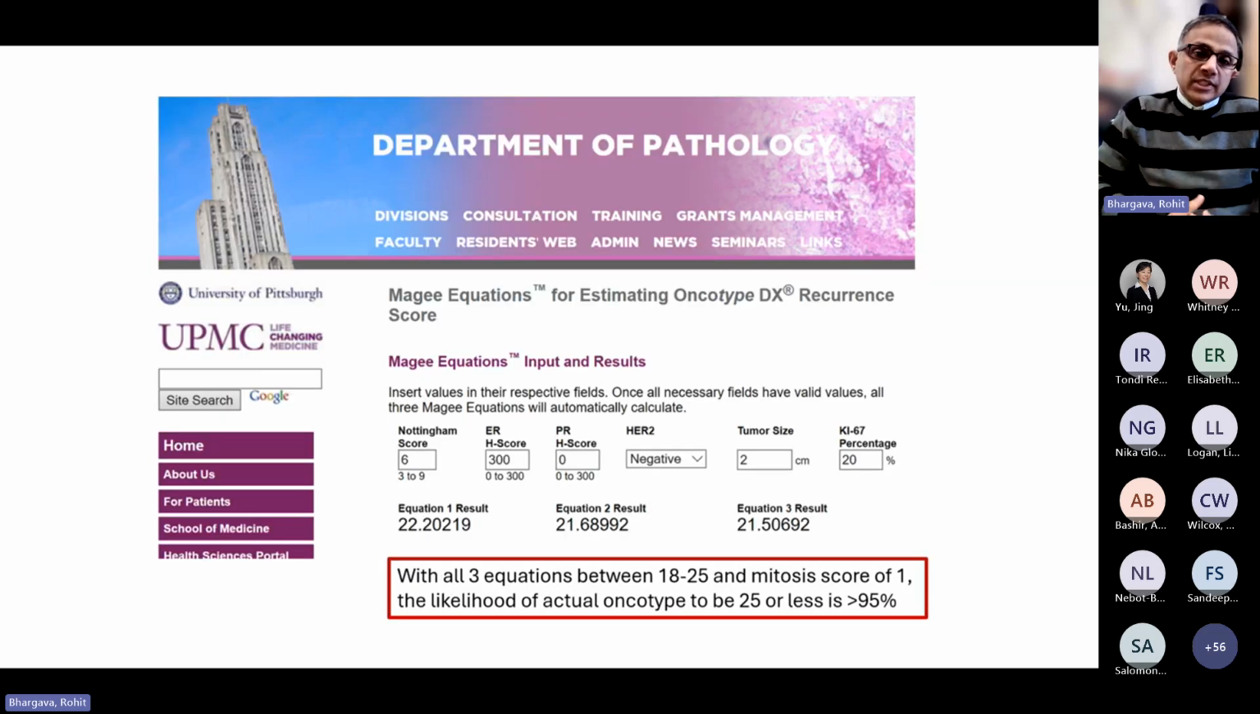But once you put the same numbers in the Magee equations, all equations are showing scores between 18 and 25, and with the mitosis score of 1, with this Magee decision algorithm, the likelihood of the actual Oncotype to be 25 or less is greater than 95%. So it gives you more confidence to safely forego the Oncotype DX score.